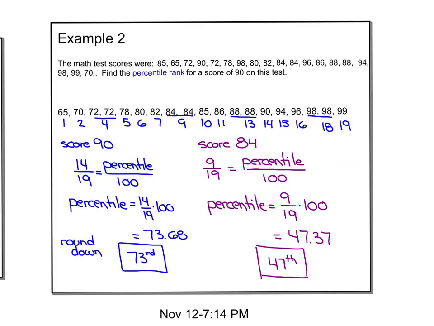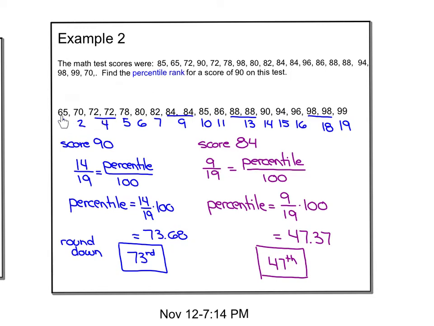Here are 19 test scores that were given. We rank them least to greatest. I want to bring your attention to something very important here. I'm going to count these out. This is our first test score, second test score, third, and fourth. Well, we're not going to rank either one of these 3 because they're both the same.